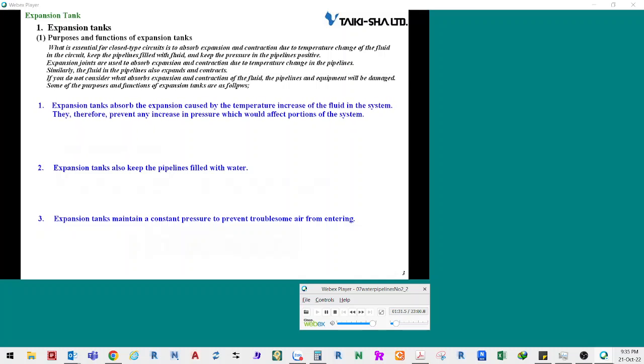1. Expansion tanks absorb the expansion caused by the temperature increase of the fluid in the system. They, therefore, prevent any increase in pressure which would affect portions of the system. 2. Expansion tanks also keep the pipelines filled with water. 3. Expansion tanks maintain a constant pressure to prevent troublesome air from entering.